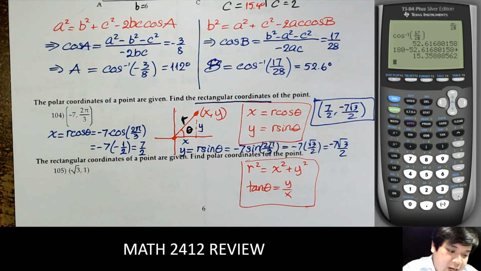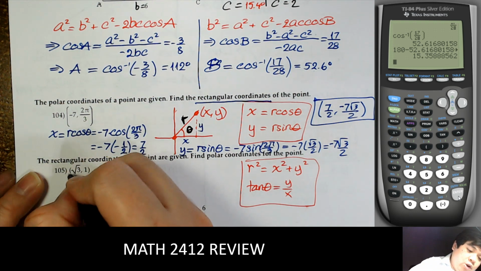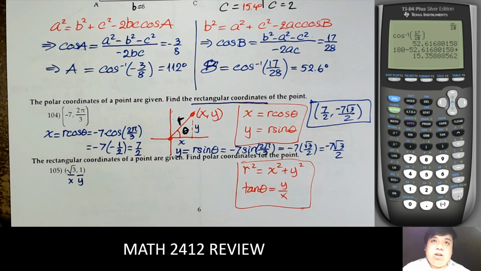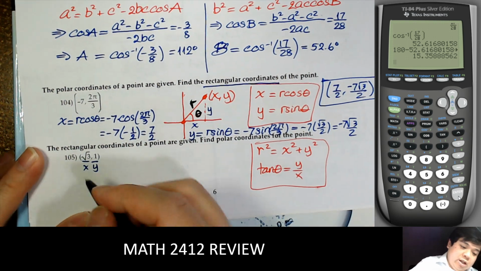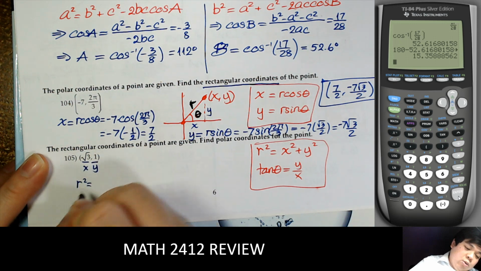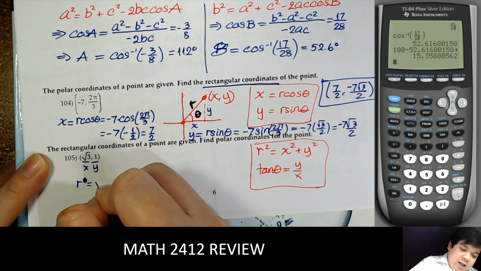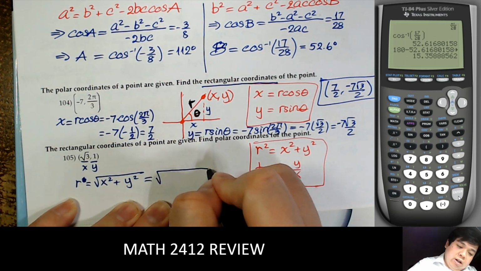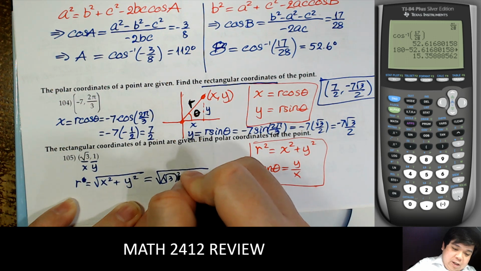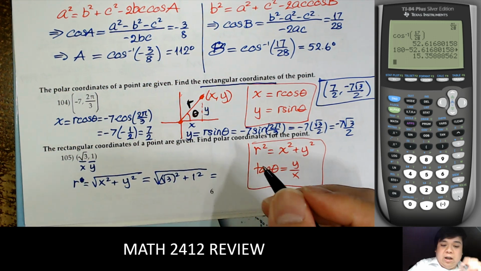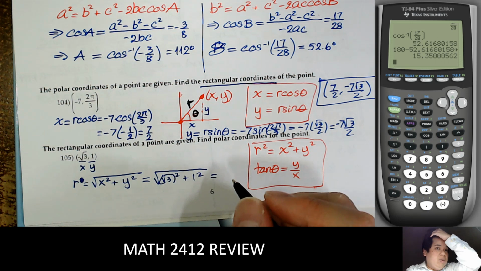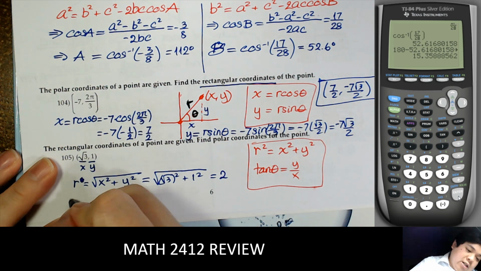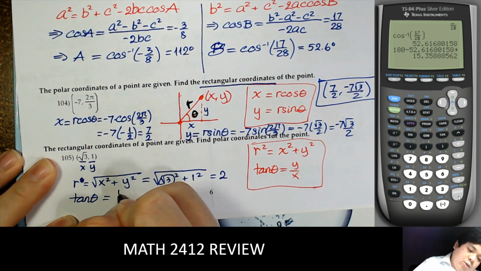Next we have rectangular coordinates that we're going to change back to polar, meaning the answer is going to be r and theta. It's straightforward. r squared equals x squared plus y squared, so r equals square root of x squared plus y squared. Square root of square root of 3 squared plus 1 squared. Square root of 3 squared is 3, plus 1 is 4. Square root of 4 is 2. So r is 2.